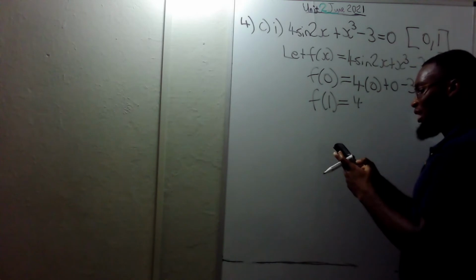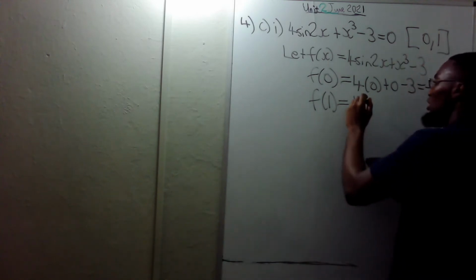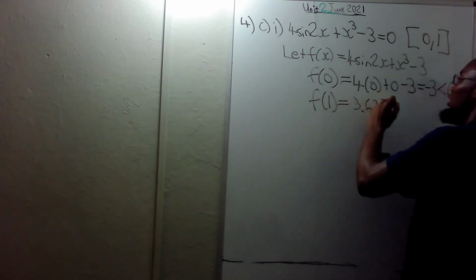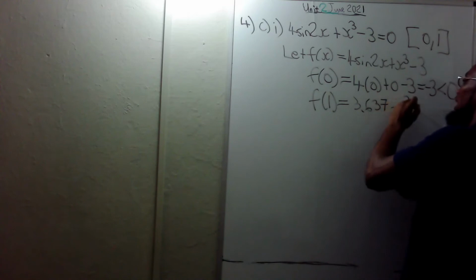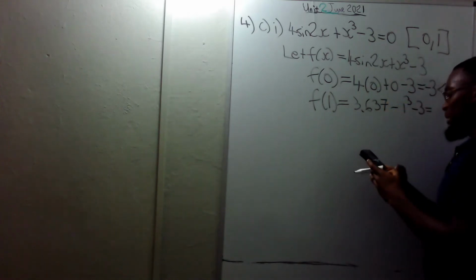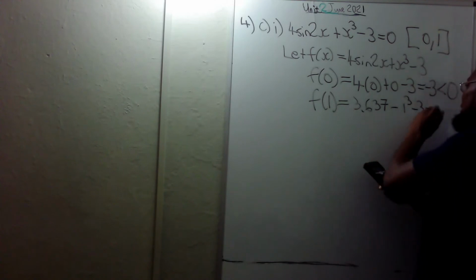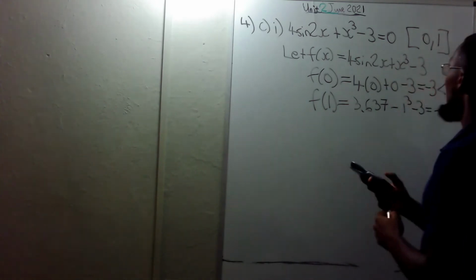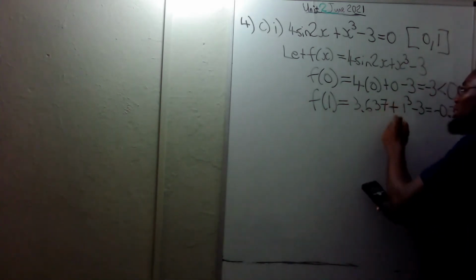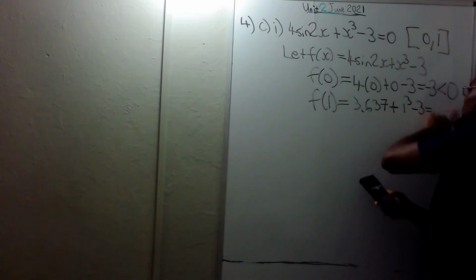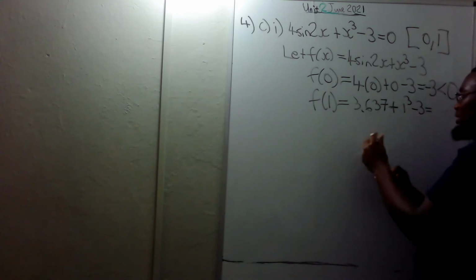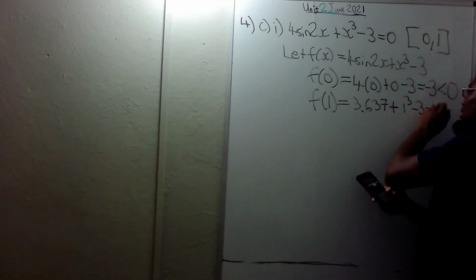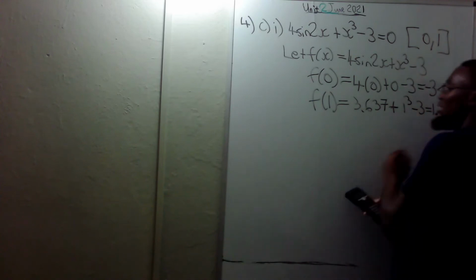So it's 4 times the sine of 2, which is 3.637, plus 1 cubed minus 3. Sorry, this should have been a plus. So 3.637 plus 1 minus 3, which is 1.637, which is greater than 0.